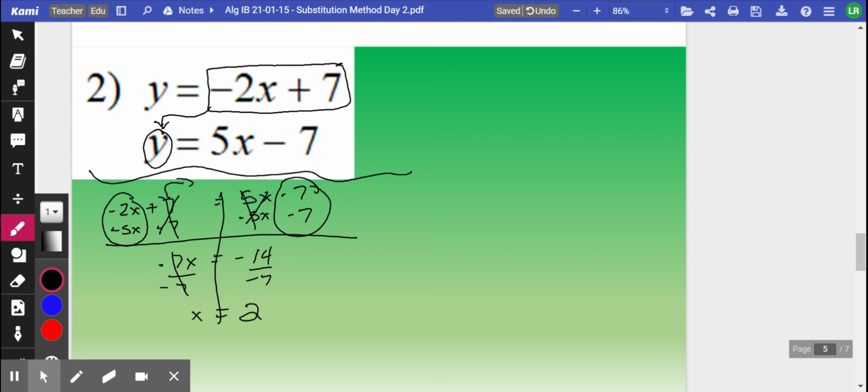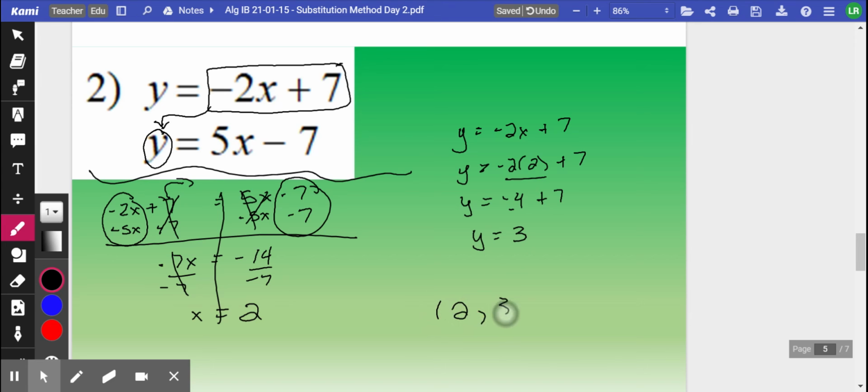I need to plug it back in. And again, you choose whichever one of these you want to use. I'll keep it simple. I'm going to use the top one again. So my x is 2. So I'm going to put a 2 in that spot. And then I'm just going to solve this problem. I just have to distribute. I have to multiply. Negative 2 times 2 is negative 4. And then I add negative 4 plus 7 is positive 3. So this one would be 2, 3.